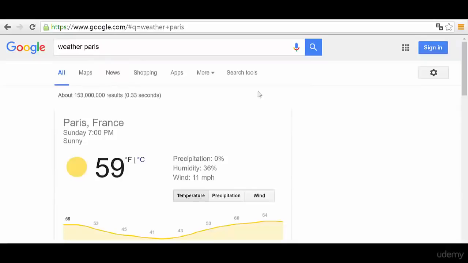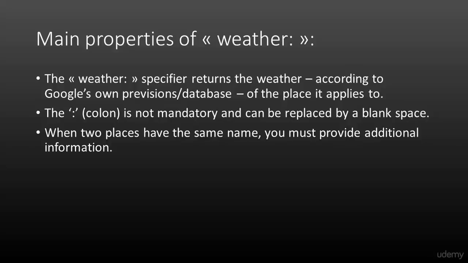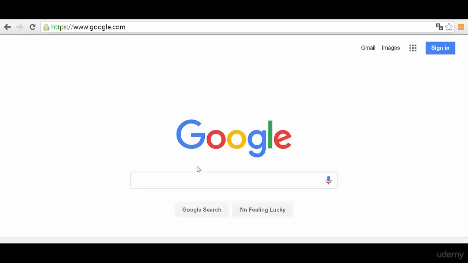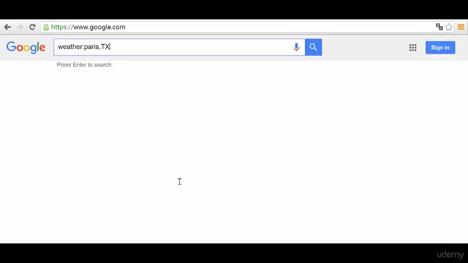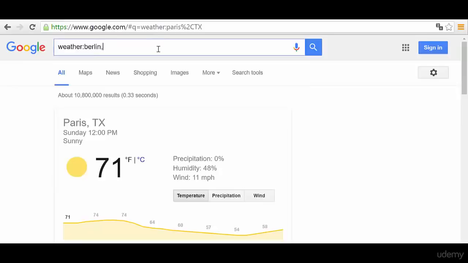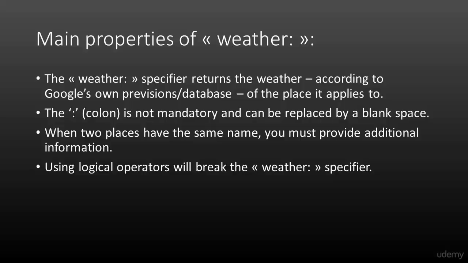When two places have the same name, you have to provide additional information. So for example, as you know, there is a Paris in Texas as well. So if you want the weather of Paris in Texas, you will have to write Paris, comma, Texas, or TX. When you use logical operators on the weather specifier, it's going to break it down. It won't work anymore.